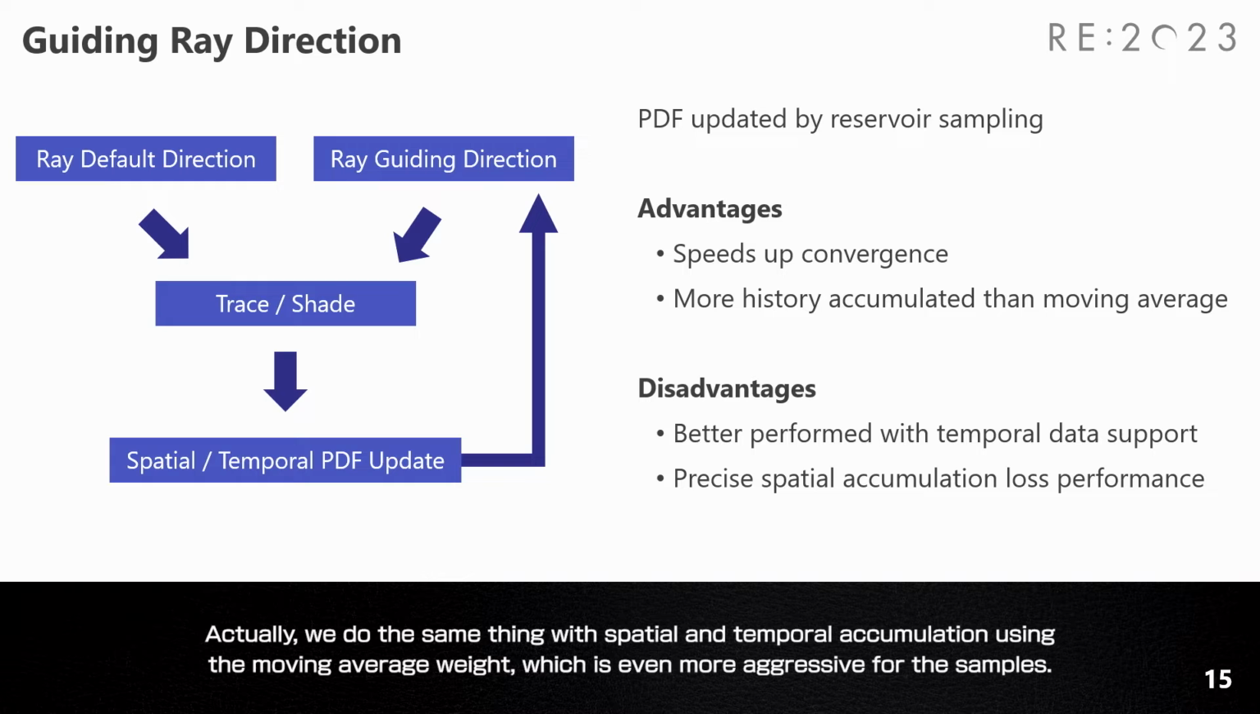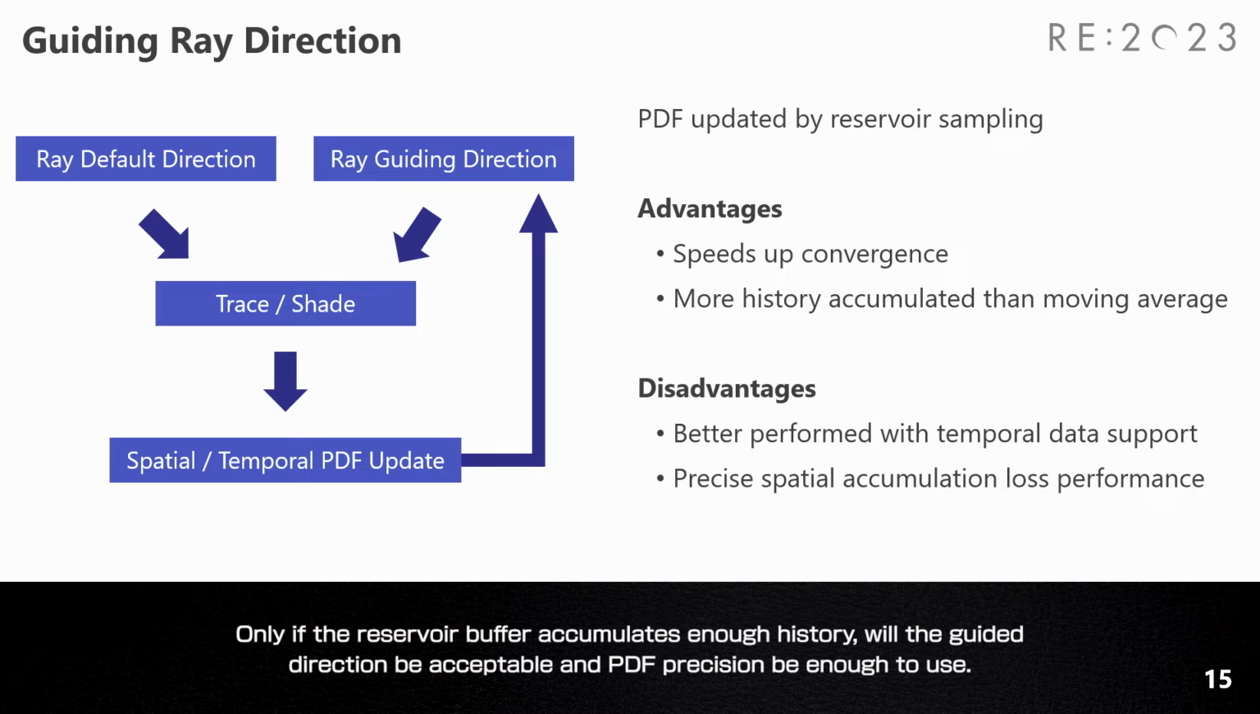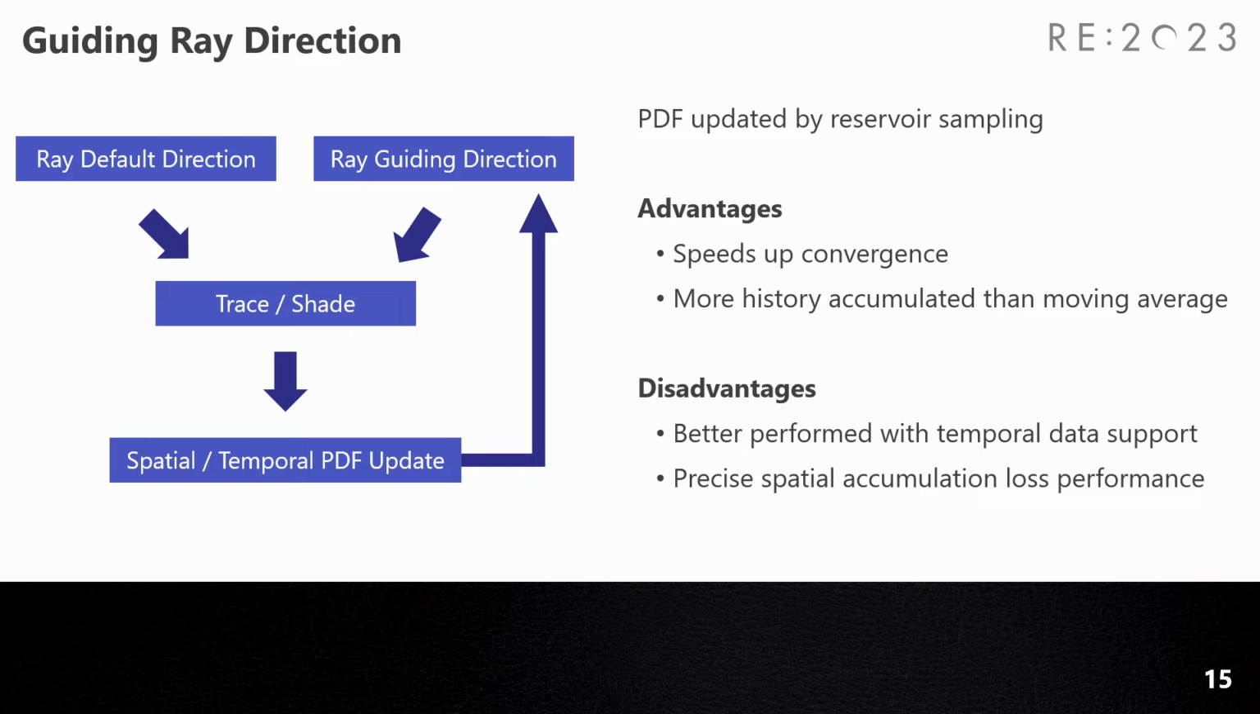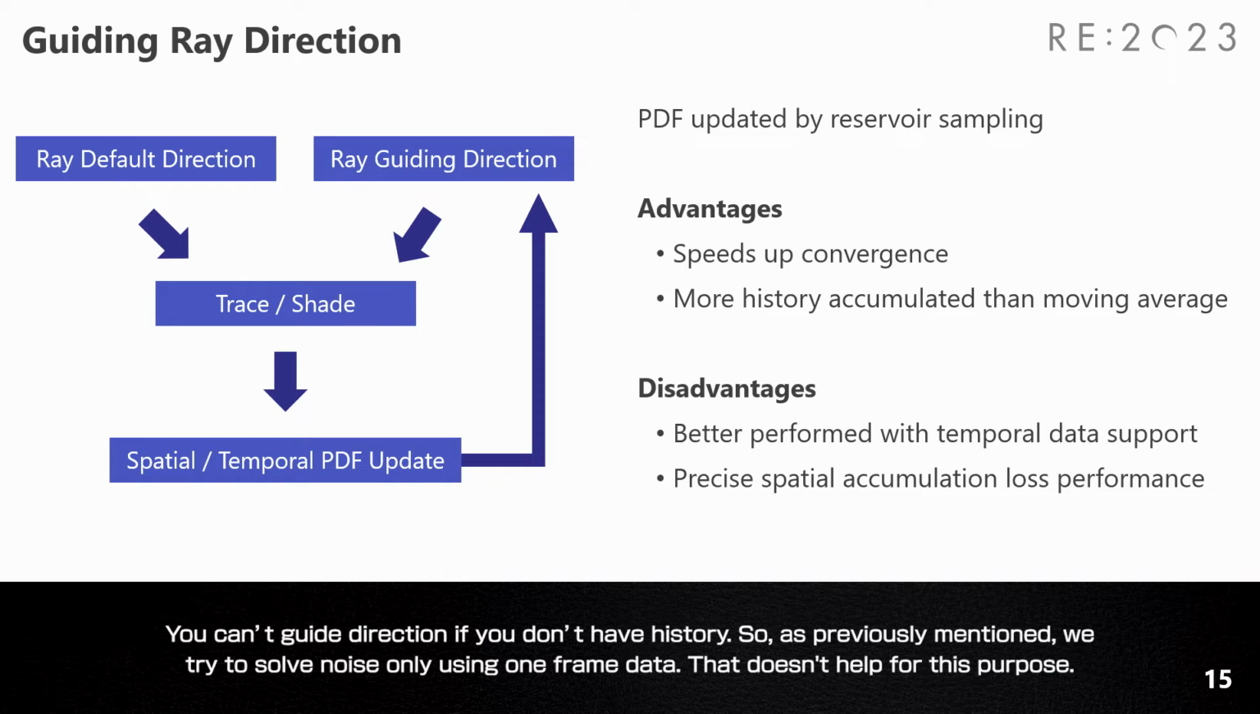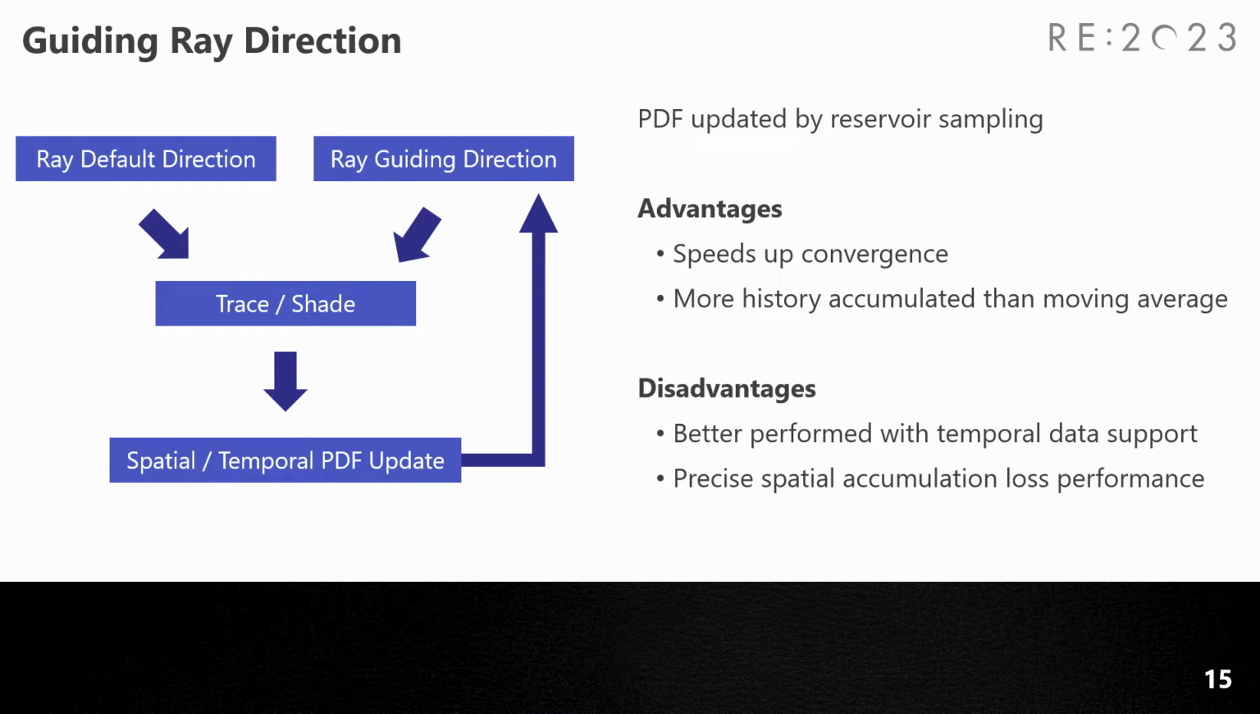Actually, we do the same thing with spatial and temporal accumulation using the moving average weight, which is even more aggressive for the samples. Only if the reservoir buffer accumulates enough history will the guided direction be acceptable and the PDF precision be enough to use. You cannot guide the direction if you don't have history. So, as previously mentioned, we try to solve noise only using one-frame data. That doesn't help for this purpose.